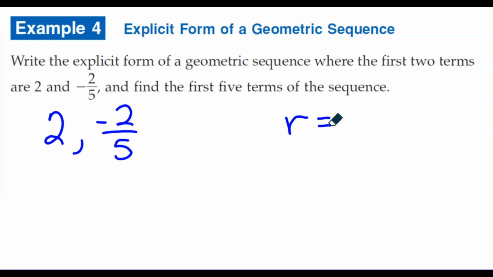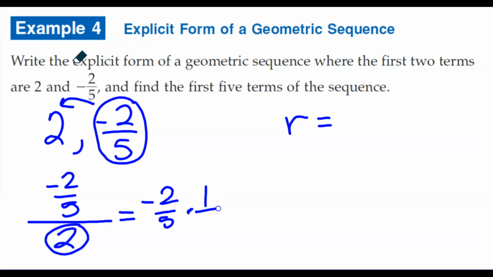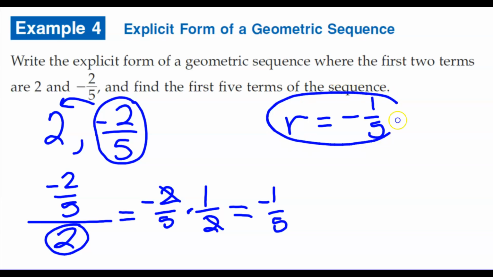The common ratio is found by taking a term, working backwards, and dividing. Negative 2 fifths divided by 2. Now remember, when you divide fractions, you can take the bottom, invert it, and multiply it. So I'm going to rewrite it like this. Negative 2 fifths times 1/2. Multiplying gives me negative 1/5. Common ratio is negative 1/5.